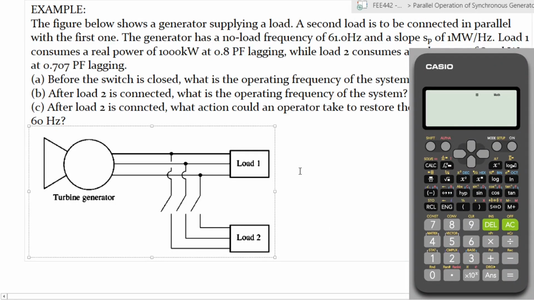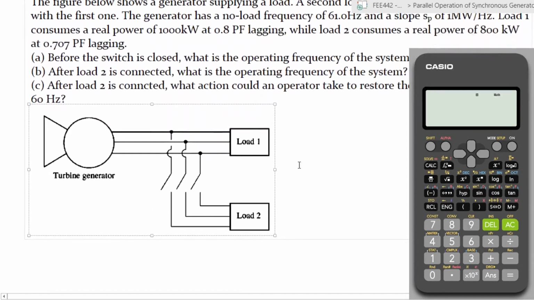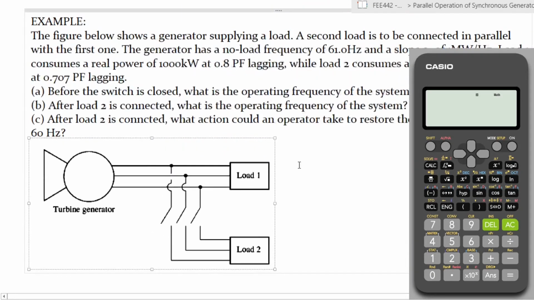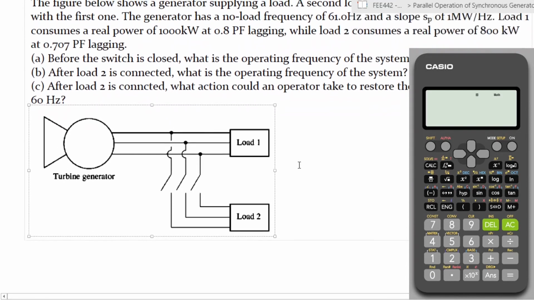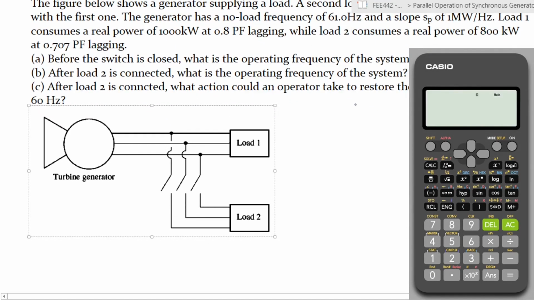Right, so let's look at that. First of all, before the switch is closed, what is the operating frequency? We have a number of things that can assist us in knowing that. You know that power is equal to SP into FNL minus F system, right? So if we rearrange that, we will get F of the system is equal to FNL minus power over SP.